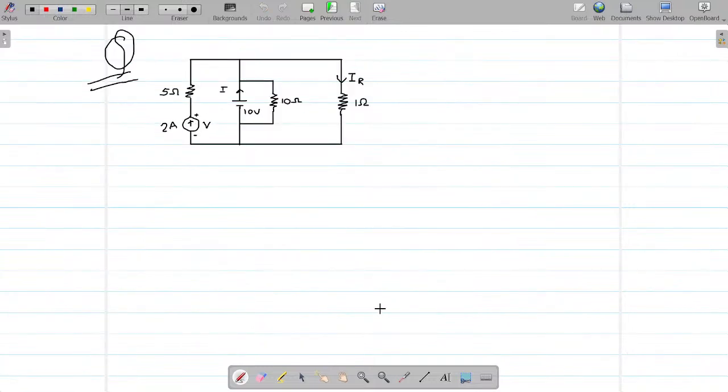Okay, look at this question and try and solve it step by step. In this question, you are required to find out the current I, find out the potential across the 2 ampere source and the current through the resistance of 1 ohm. Now tell me, how will you approach the question?